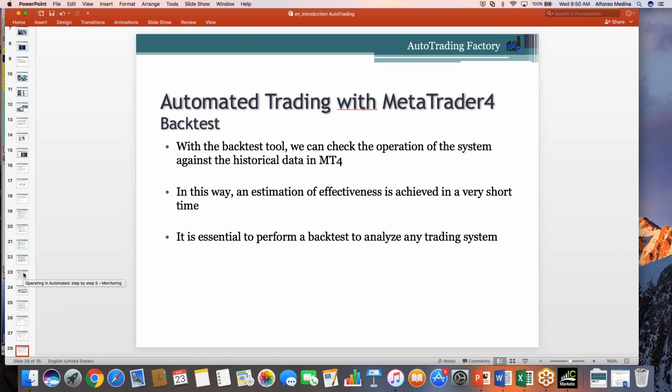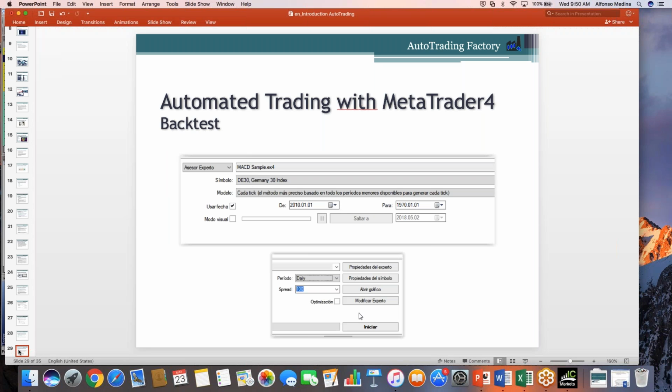So the backtest, as we already discussed, is a tool used to estimate the effectiveness of the automated program in a very short time. It is essential always to perform a backtest and to analyze any trading system. So here is an example of the main window that you'll see once you want to start a backtest. I apologize that this window is in Spanish, but we're going to later run an example in English.